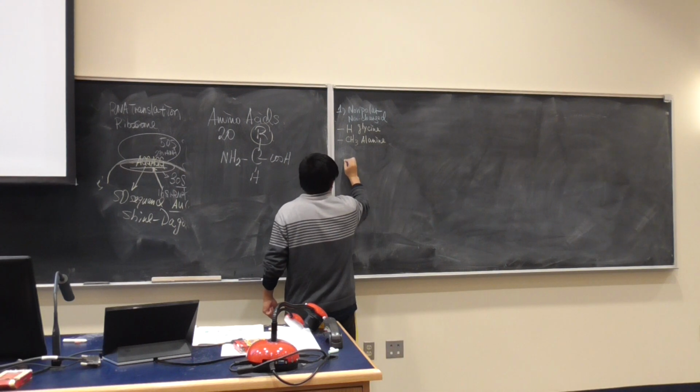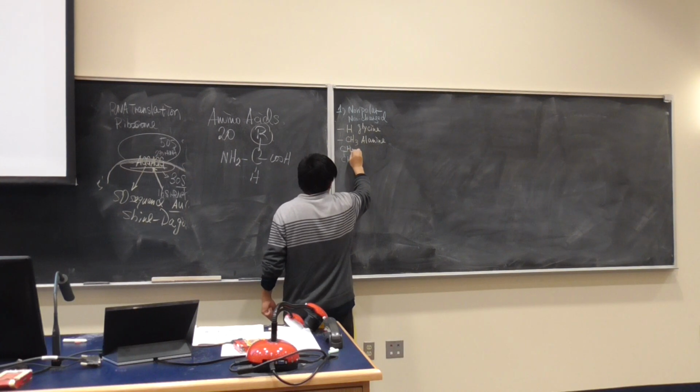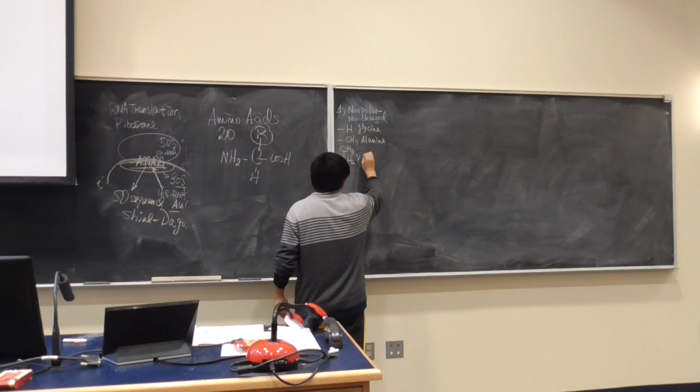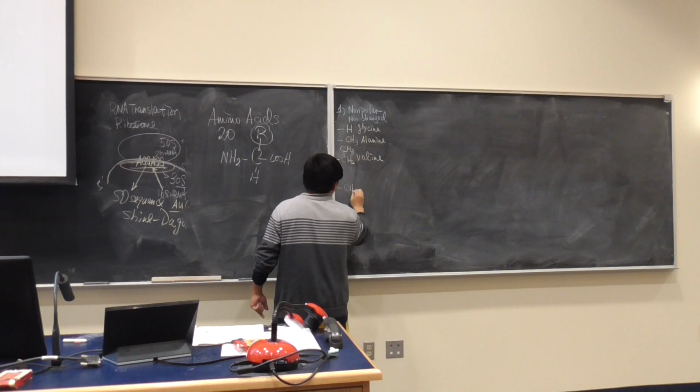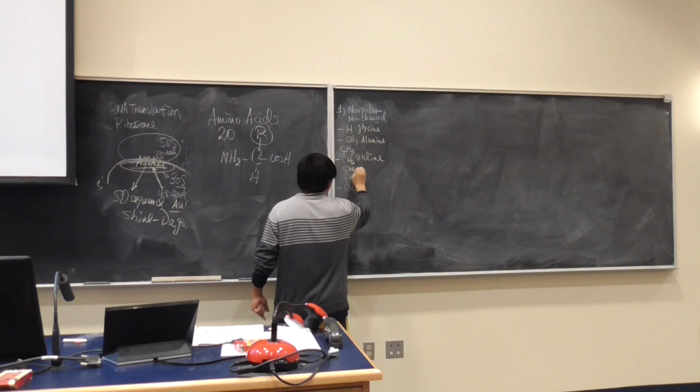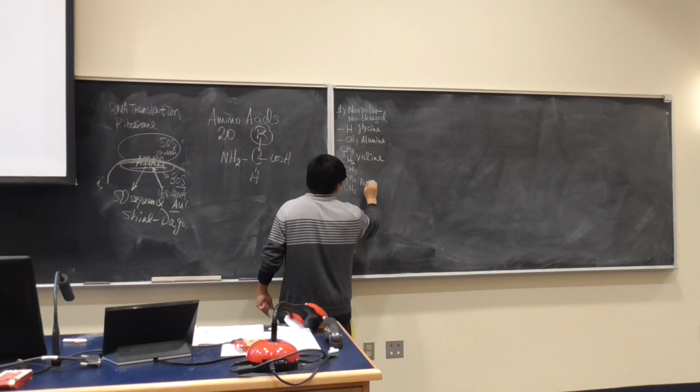Then we have CH2, CH3. What is that? Valine. Then we have CH2, CH2, CH3. This is leucine.